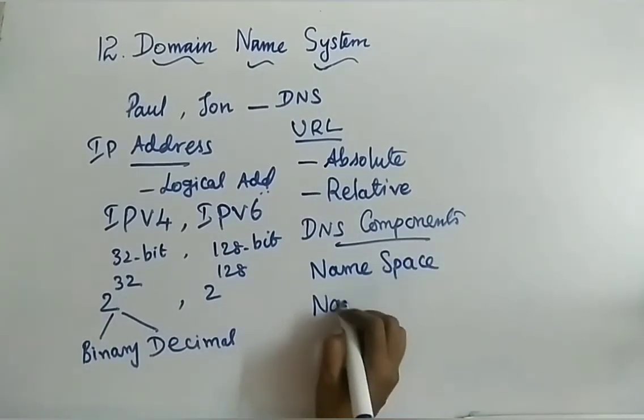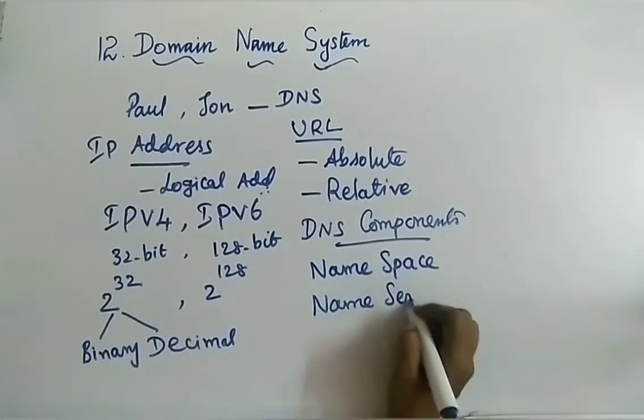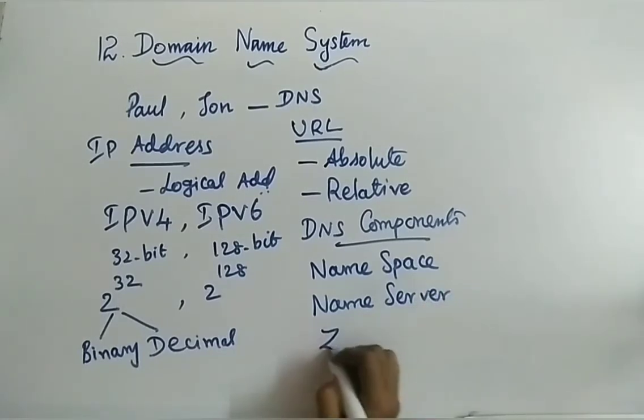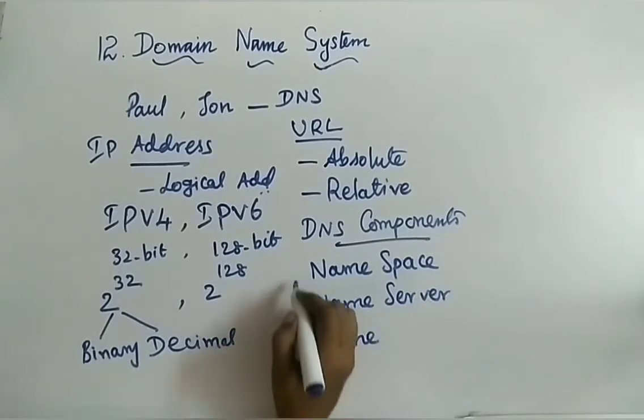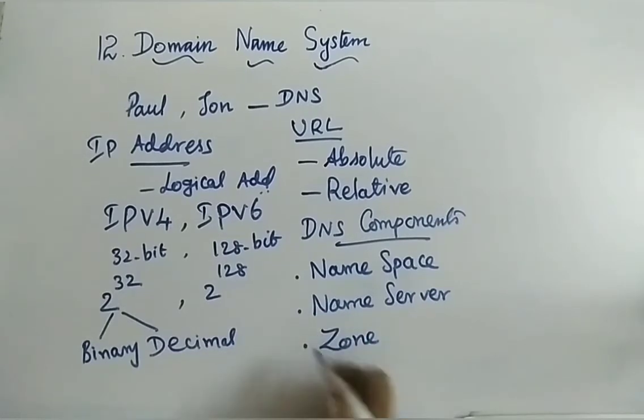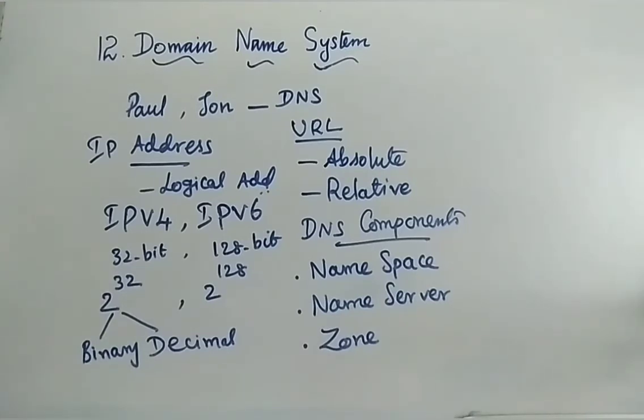Next one, name server. And the next one is your zone. So these are the three that we have discussed under DNS components. So under namespace, what will you be having?